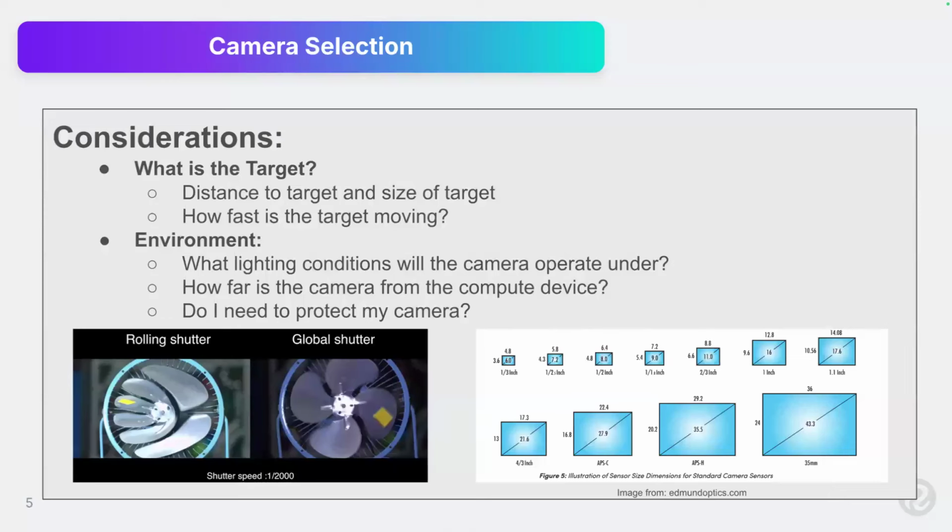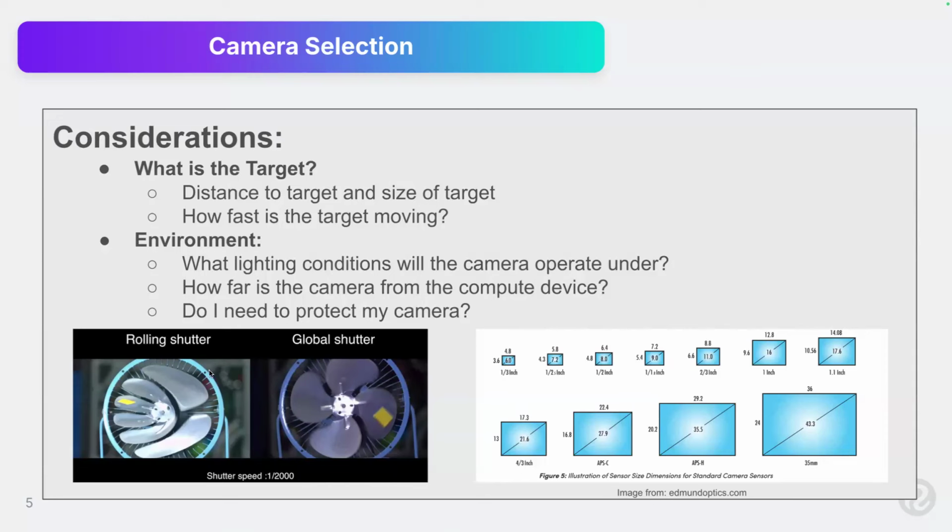So this is just a very high level take on it. But when you're selecting a camera, there's a few things to consider. And the first one is, what is the target? What am I trying to look at, detect? So also, what is the distance to the target? How far away is it from my camera, and the size? And then how fast the target is moving.